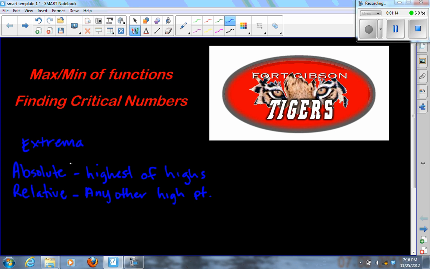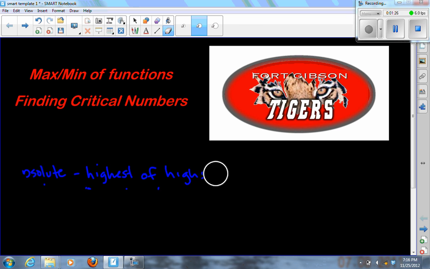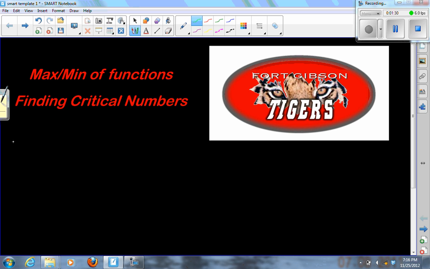So extrema, or maxes and mins, whether they're absolute or relative, that doesn't matter necessarily as to where they happen. And they always happen at these values called critical numbers. And here is how you find those critical numbers. So what is a critical number? Okay, critical numbers are basically where maxes or mins occur most of the time. If you have a max or a min, it will occur at a critical number, but just because you have a critical number, that doesn't necessarily mean you'll have a max or a min.